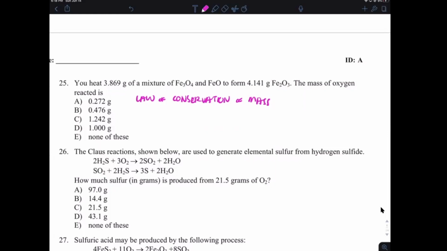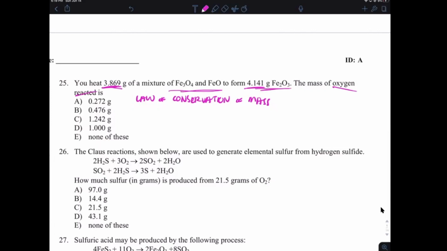Well, this is one of the biggest things you learn in chemistry. That's why there's a whole law about it. All it's saying is what you start with, you end up with, okay? So if we start with this much and we end up with this much, and it's asking us the mass of oxygen reacted. All we're told is we start out with 3.869 grams of this mixture, and then somehow we form this many grams of Fe2O3.